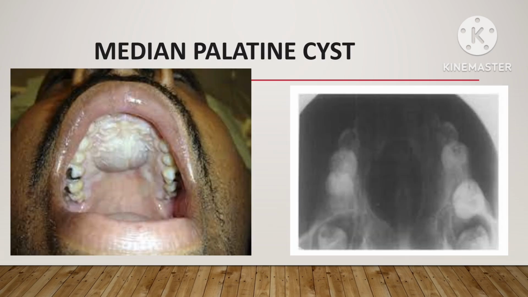The median palatine cyst is a rare non-odontogenic cyst located in the midline of the hard palate, posterior to maxillary central incisors, unlike the nasopalatine cyst, which is more anterior to it. Typically, this cyst appears as a well-defined round or oval radiolucency. The borders are usually smooth and well corticated. The cyst often remains asymptomatic but can cause swelling or bulging in the midline of the palate as it enlarges.